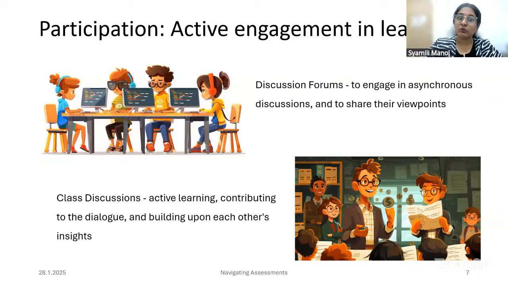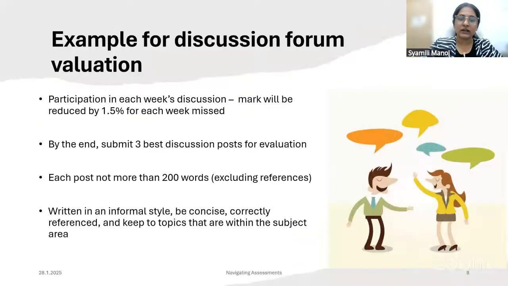And an interesting way this was evaluated is that we had the online discussion forum. They had a guideline that you should participate every week during the discussion. If you miss 1 week, 1.5% of your grade will be reduced. The discussion post should be around 200 words. If it is over length, there will be penalties. If it is under length, there will be penalties. By the end of the semester, you can submit 3 of your best discussion posts for evaluation. Those 3 posts will be evaluated based on a rubric matrix that I have shown before.